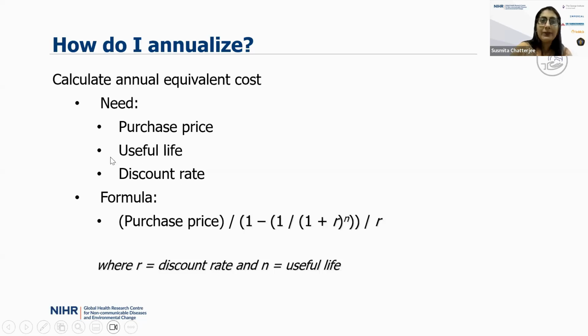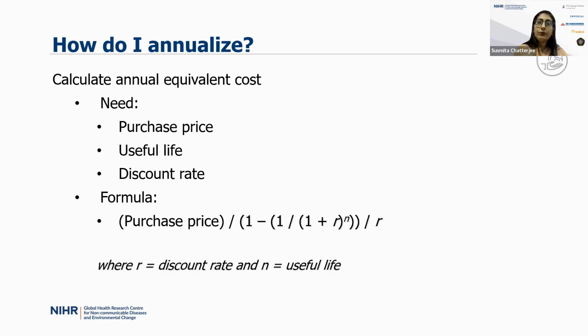Now, there are a couple of things here. One is the purchase price. Purchase price is the price at which you bought the item. If you don't get that, and in most situations in a government setting, if you want to do a costing of any program, you will find that you are not getting that information. What is the purchase price? Then take the current year price. That is also okay.